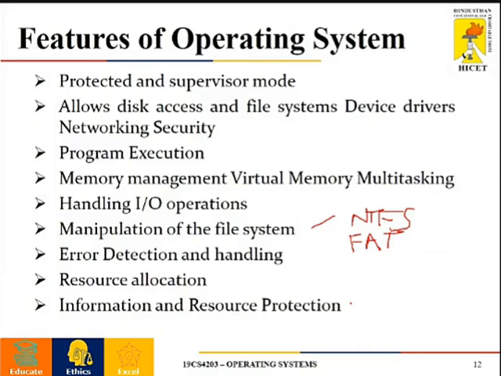The OS is responsible for error detection and handling. The OS is also responsible for resource allocation and resource management, and the OS takes care of information and resource protection. So these are the various features of the operating system, or we can say various functionalities of the operating system.